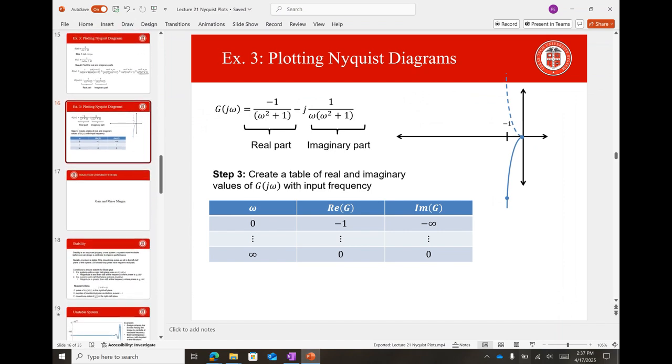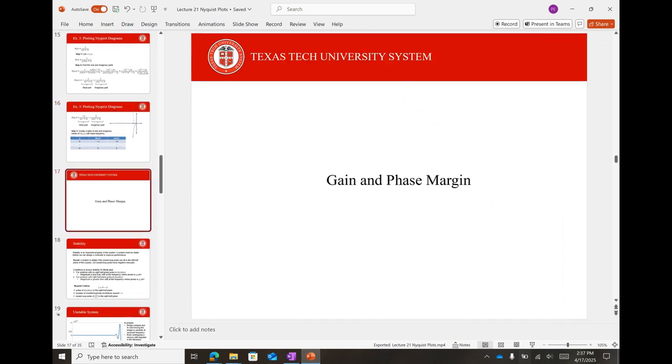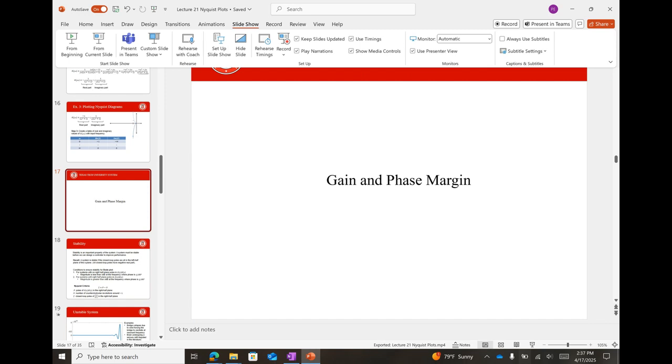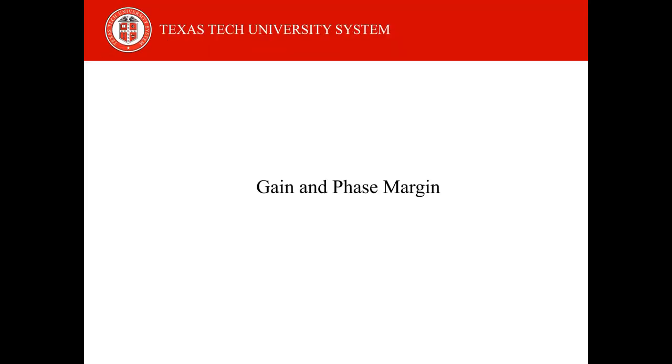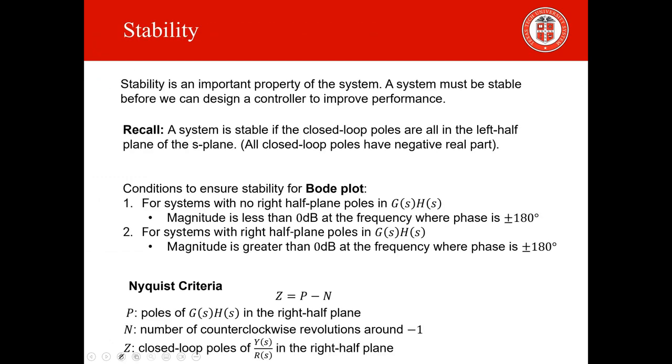So let's move to talking about the gain and the phase margin. So we talked about this briefly for the Bode plot. I just want to remind you what this is all about. So gain and phase margin is all about stability. Okay, remember that stability is very important. A system has to be stable before we can design a controller to improve it.